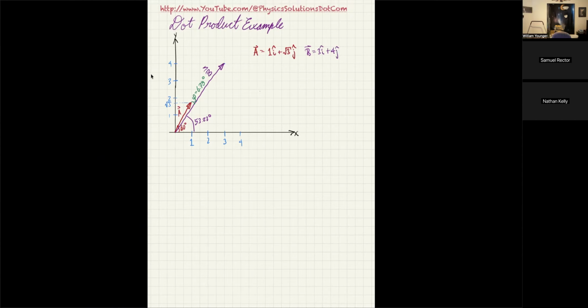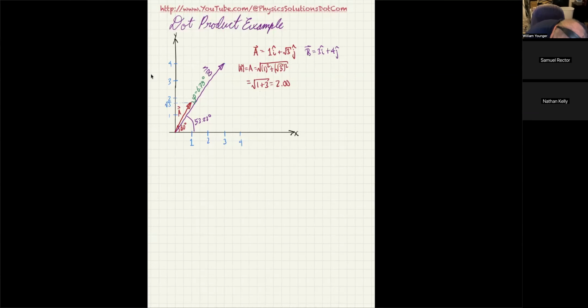From this, we can tell that the magnitude of A, let me go ahead and write that back in red. The magnitude of A, which is also just plain A, is equal to the square root of 1 squared plus the square root of 3 squared. That gives me the square root of 1 plus 3, which is the square root of 4, which is 2.00. So that's the magnitude of A. That's going to come in handy because remember our dot product is A times B times the cosine of the angle between them.